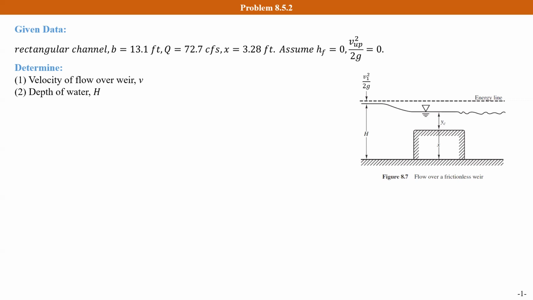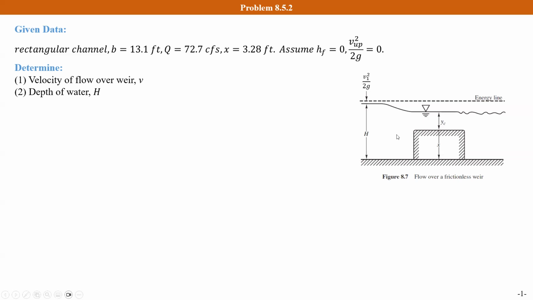There is a 13.1 feet wide rectangular channel that conveys 72.7 cubic feet per second. We need to determine the depth of water that would be produced upstream of a 3.28 feet high weir that is built across the floor of the channel. We also need to determine the velocity of flow over the weir, and we assume the weir friction loss and the velocity head upstream are negligible.